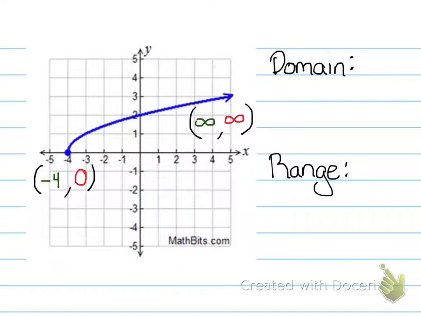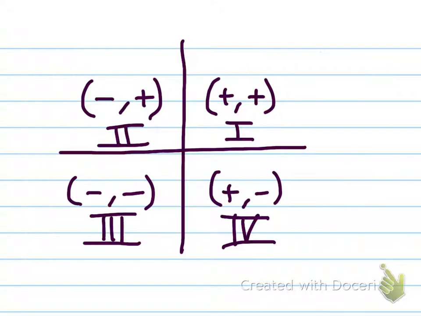All right, looking at this first graph, the first thing you want to do is label your points and the arrow. So as you can see, my point over here is at -4, 0, and my arrow is positive infinity, because it ends up in that first quadrant.